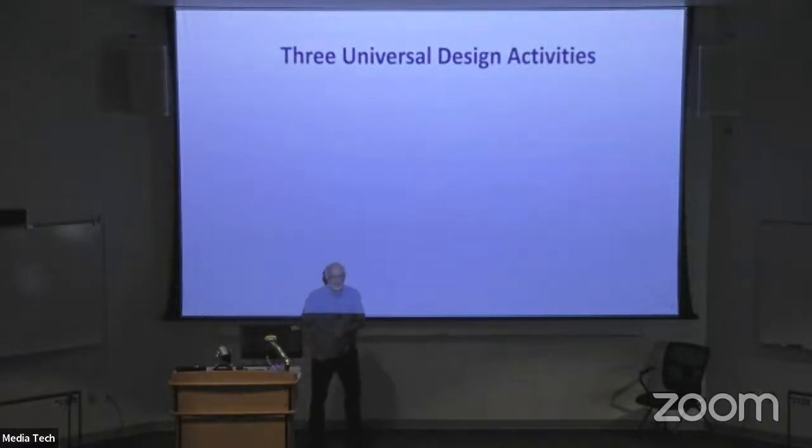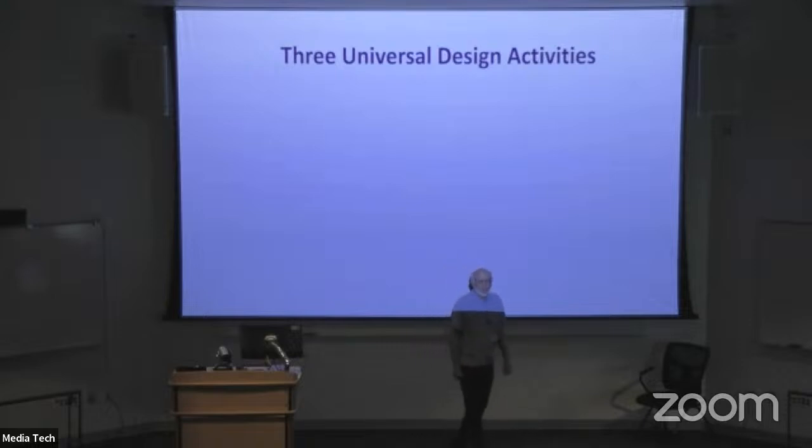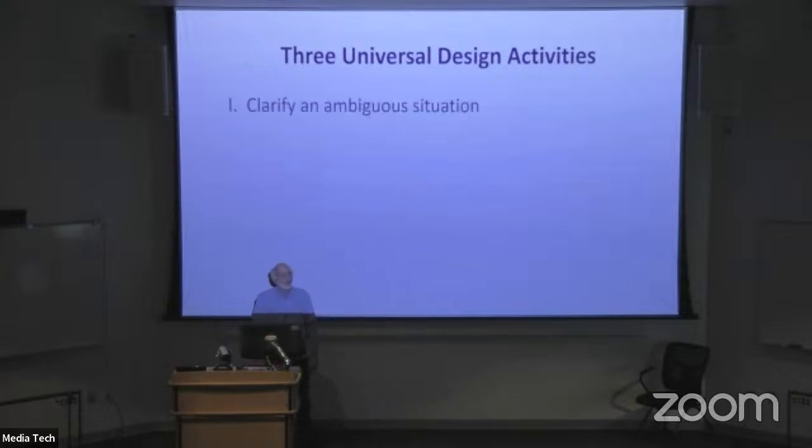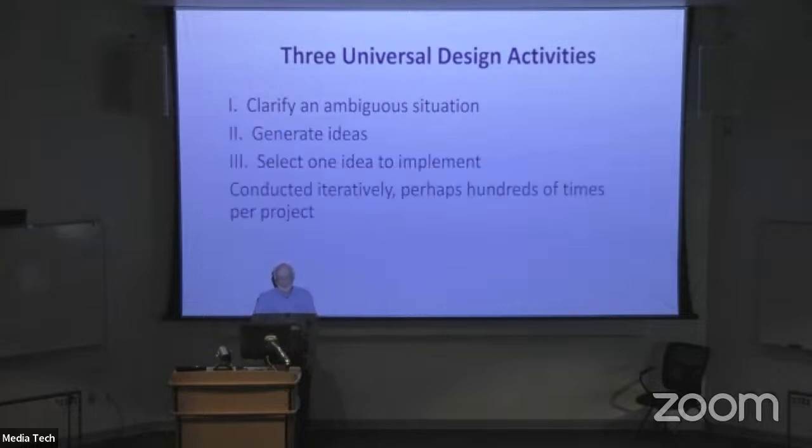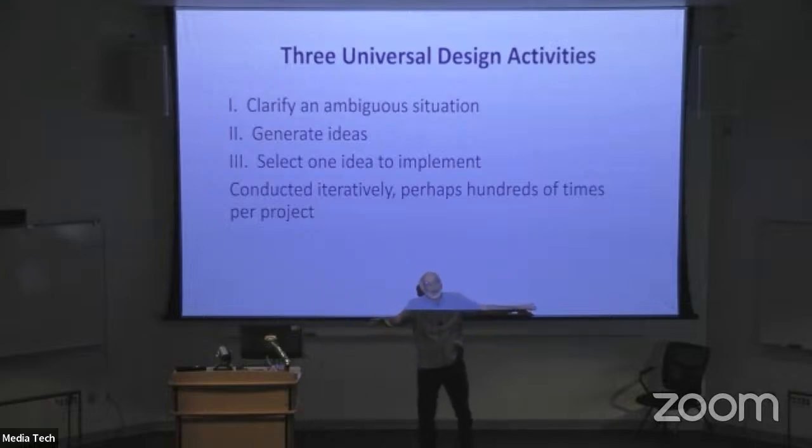Okay, float time's over. Now we're going to talk about the three fundamental activities for design, the three universal activities. One is clarify the ambiguous situation, generate a bunch of ideas, select one. But it's not that simple. We don't clarify, then generate ideas, then we pick one and we're done. We never have enough information to effectively pick an idea. We just don't have it. Design projects are always short of information. So we have to go through the sequence.